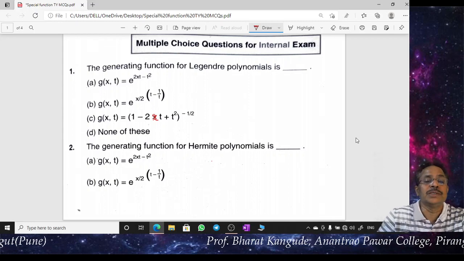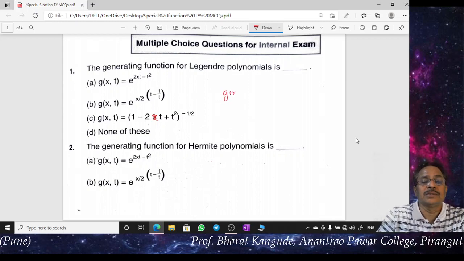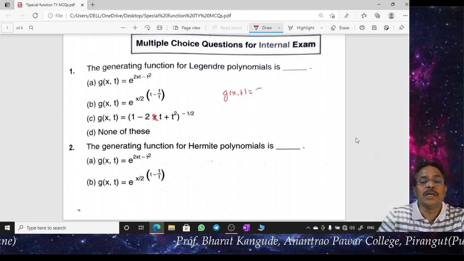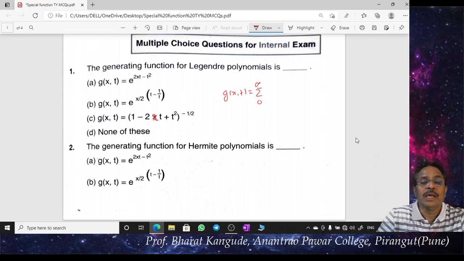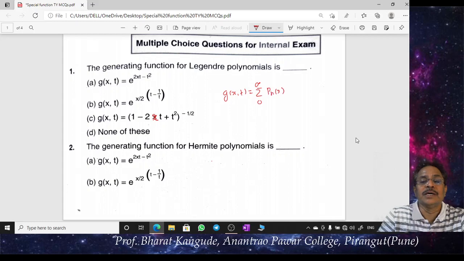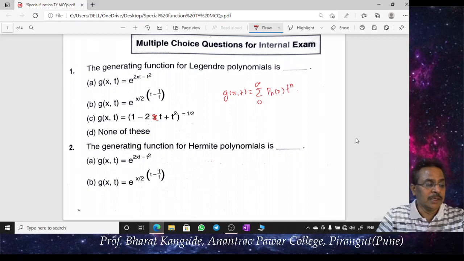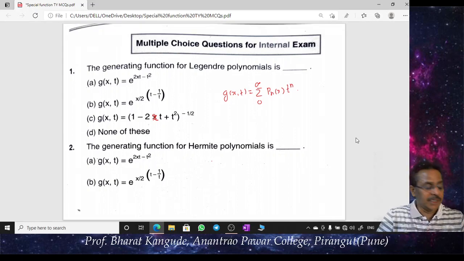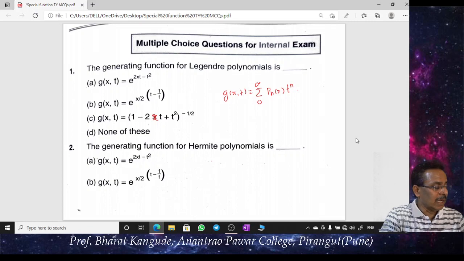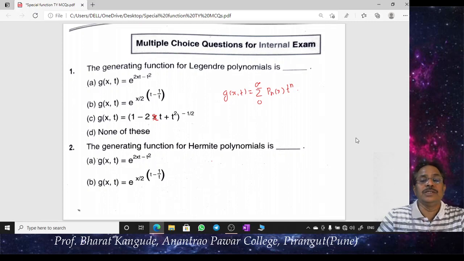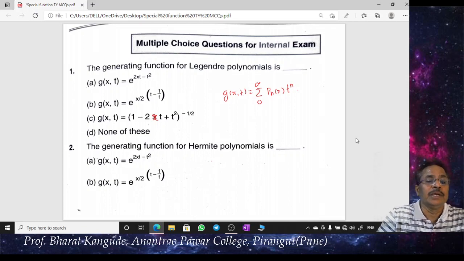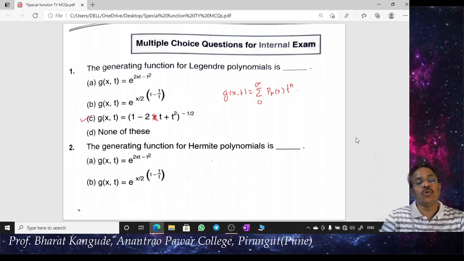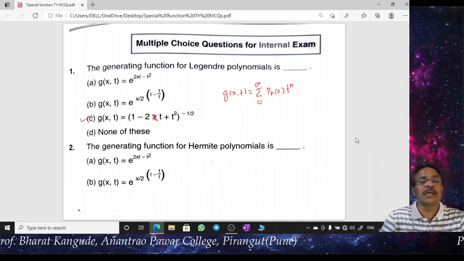Out of this, we have already seen in theory that this function g of x,t, if it is expanded around t equal to 0, we get a series for n equal to 0 to infinity, and expanded in such a manner we get certain functions which are called P n of x into t raised to n. So we get a power series in t raised to n with certain coefficients, and these coefficients are nothing but the Legendre polynomials. So the correct generating function we have to remember is this C, that is g of x,t is equal to 1 minus twice xt plus t square, raised to minus half.